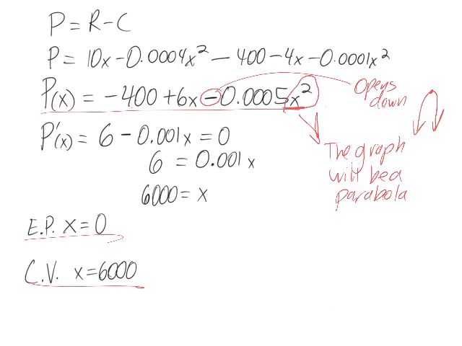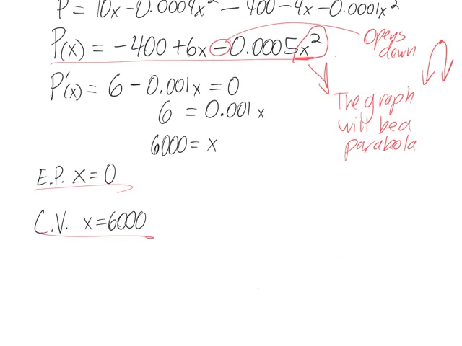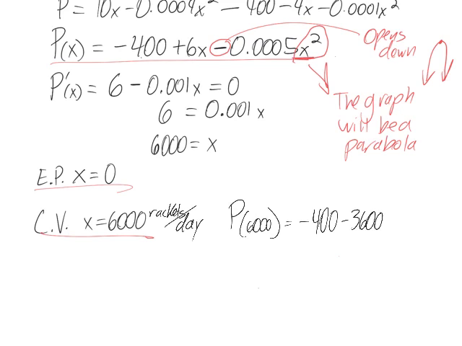The question asked in the problem asks for the daily production level, which is going to be the 6,000 rackets per day, okay? But we can find the profit level pretty easily by plugging the 6,000 into our P of x. Negative 400 minus 6 times 6,000. 6 times 6,000 is going to give us 36,000. We can go ahead and write that down.